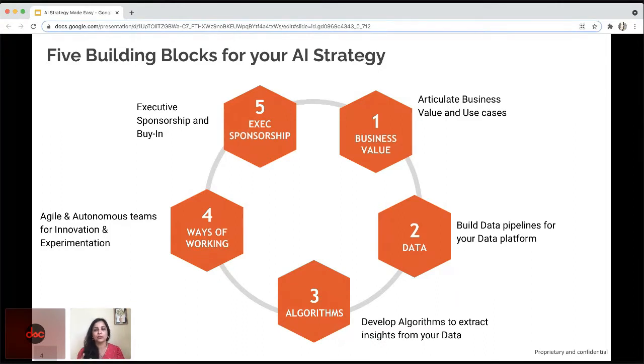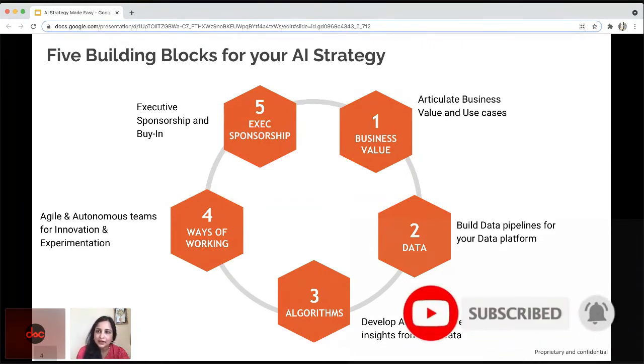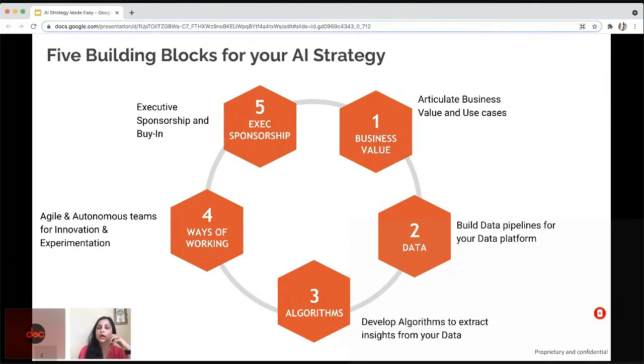The second component is building data pipelines for your data platform. Data is really the core of what makes successful AI implementations, so having that data in place is really critical. The third building block is your algorithms. Having systems in place such that you have a very standardized way of running the algorithms, you are able to understand the nuances of the algorithms, and you are able to understand the reasons why certain decisions have been given by AI. Those are the critical third building block of your AI strategy.